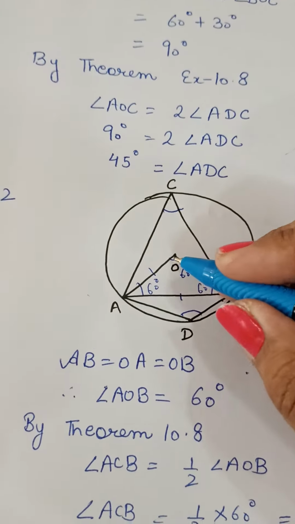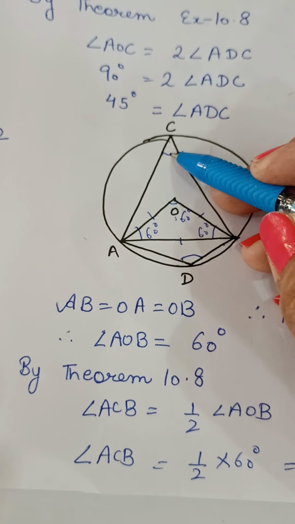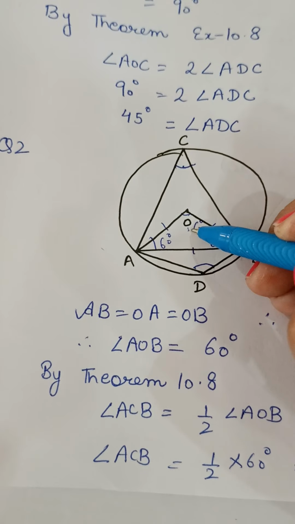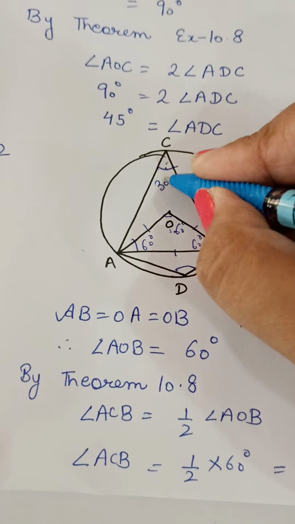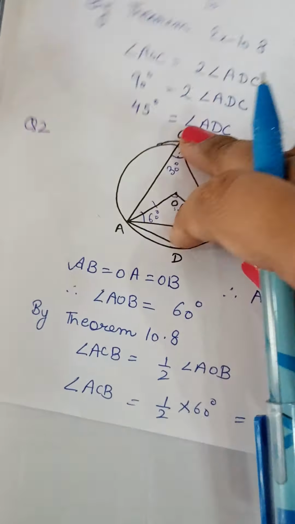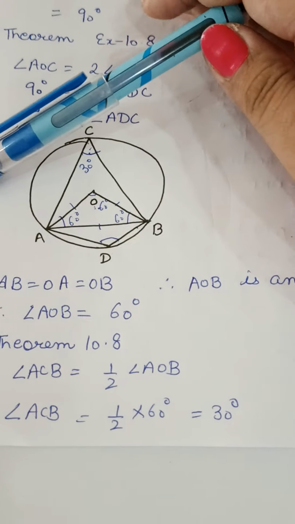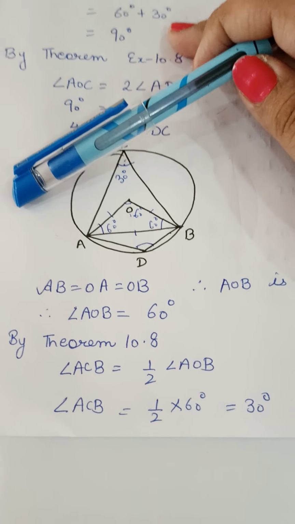So we can find the value of this angle by theorem 10.8. So you know that if this is 60, this angle will be half of 60 degrees. So it will be 30 degrees. Fine. So you have to write by theorem 10.8, angle ACB is equal to half of angle AOB. So ACB is equal to 1 by 2 into 60 degrees, which is equal to 30 degrees.